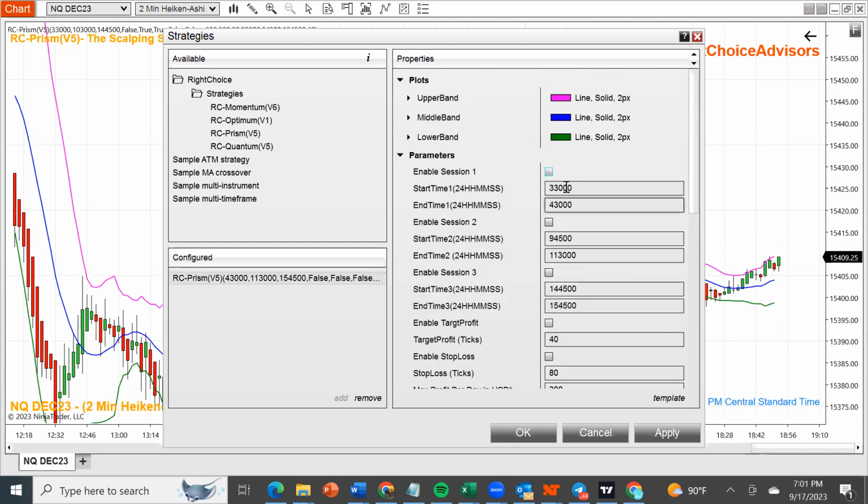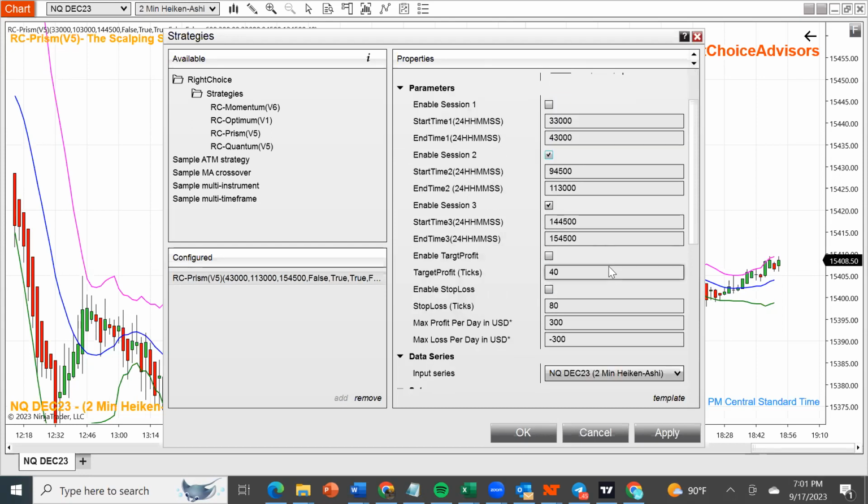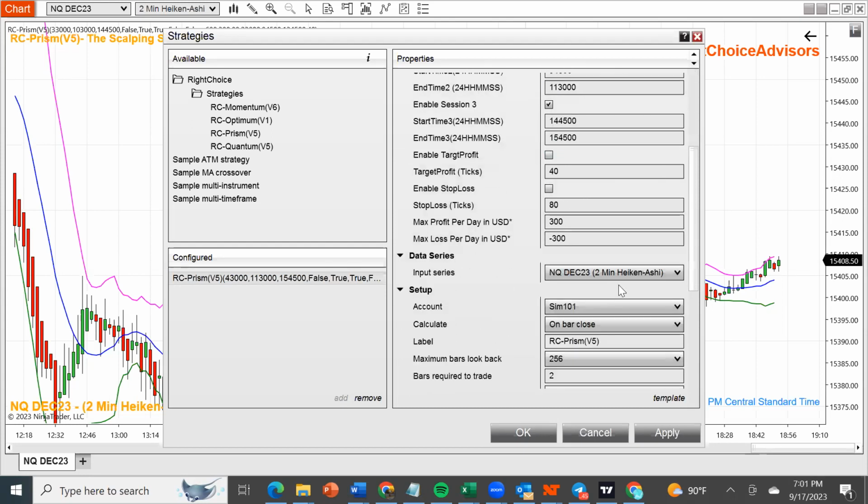right? So make sure you use the session parameters. They are given for a reason, so that you are trading at the right time. Again, you don't need to manually sit. You enable them right now, and you can just leave them like this.